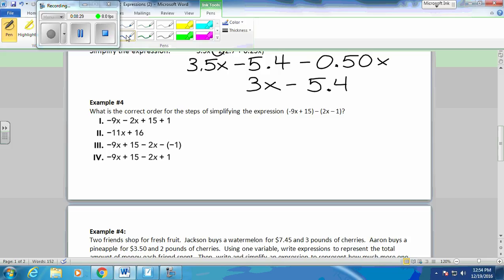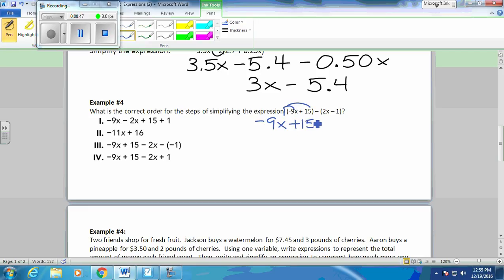So looking over the problem, again, I see parentheses, and I need to start to eliminate those parentheses. Since I cannot combine together the negative 9x and the 15, I can drop the parentheses here because, again, there is just a positive 1 in front. So this is the same thing as negative 9x plus 15.